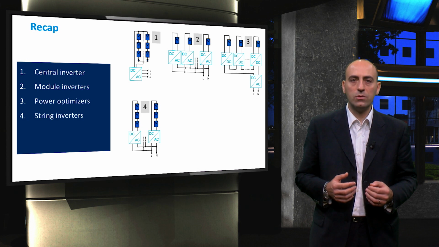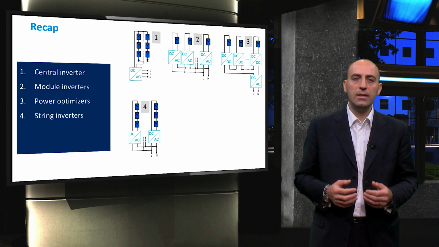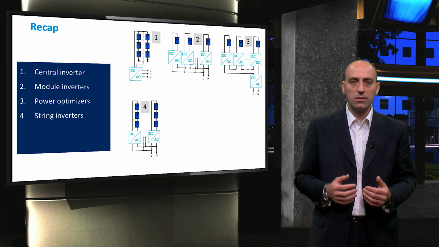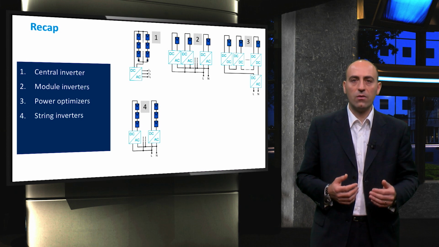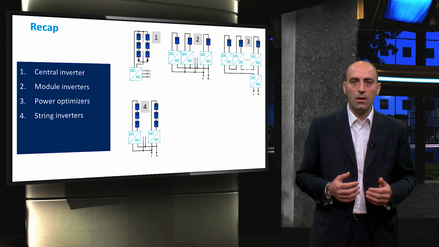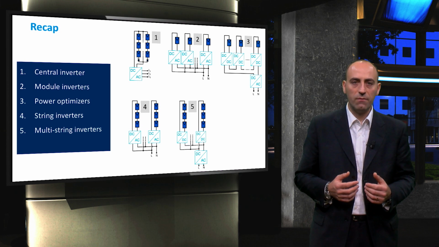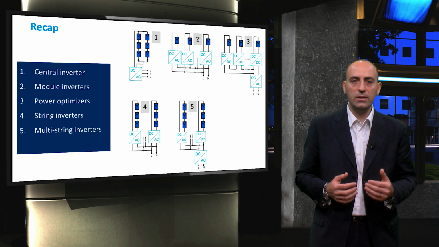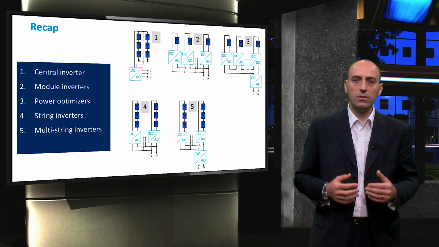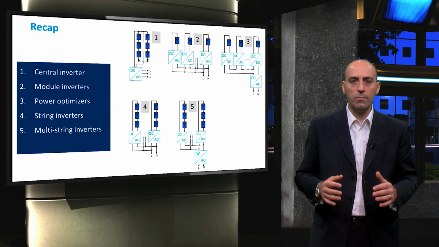Next, we had a look at a system concept which utilizes string inverters. In this case, each string of panels in series is connected to one single inverter, and then several inverters are connected in parallel between them. The fifth architecture is the multi-string inverter. In this case, each string of PV panels is connected to a DC-DC converter that adapts the voltage level to meet the requirements of a single central inverter. Here, the DC to DC converters are all in parallel.